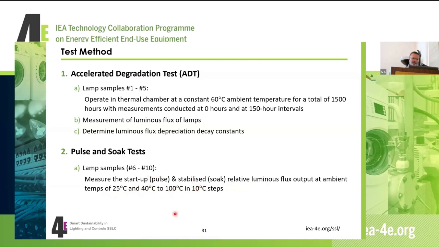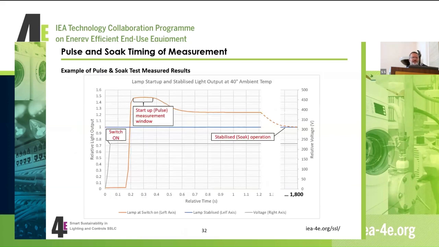Now, what does this pulse soak test look like? Here's an example of the measurement. The purple line here is the voltage being switched on. The voltage is on the right-hand side here. At 0 seconds, the power switches on and then operates at 230 volts. Here is the light output. It takes around 150 milliseconds for the light to actually turn on. When it does turn on, it gets up to quite a high level. This is all relative to the final stabilized value, which is 1 here, relative light output. So here it's got up to nearly 50% higher than its stabilized level, so nearly 1.5.